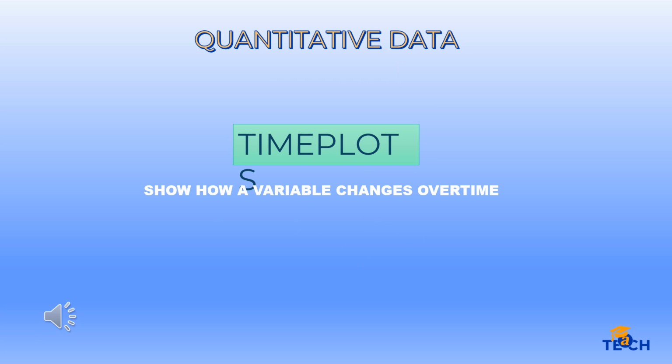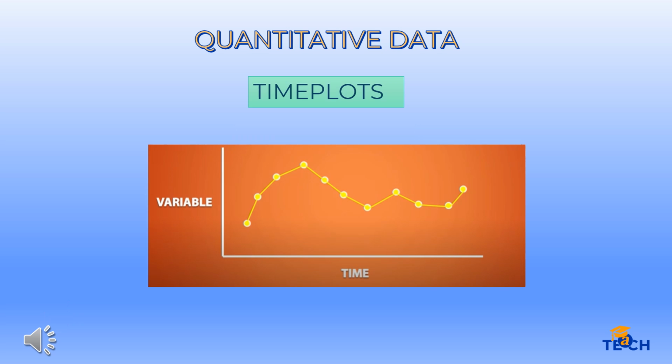Another way to display quantitative data is by using a time plot. Time plots show how a variable changes over time. By convention, time is always plotted on the x-axis, and the values of the variable are always plotted on the y-axis.